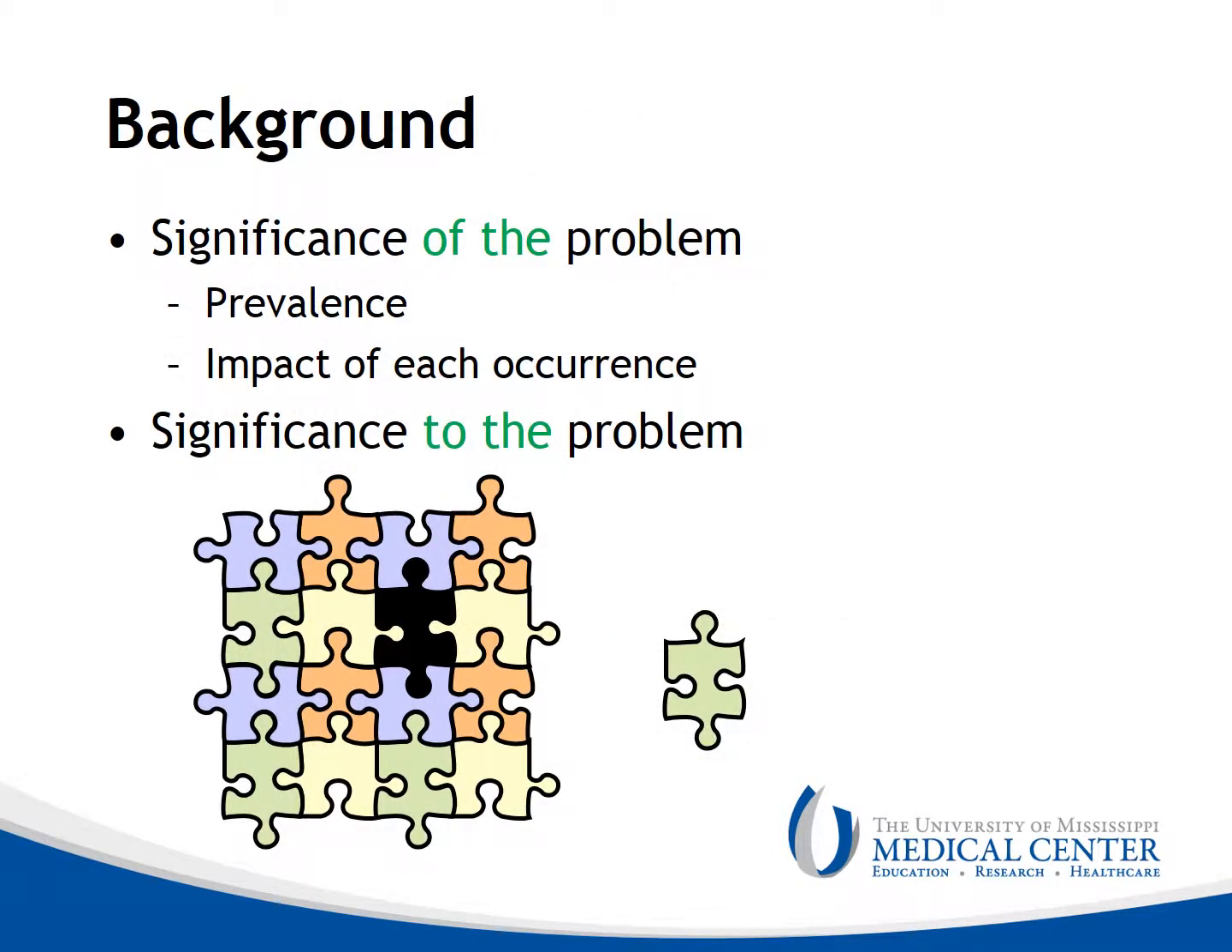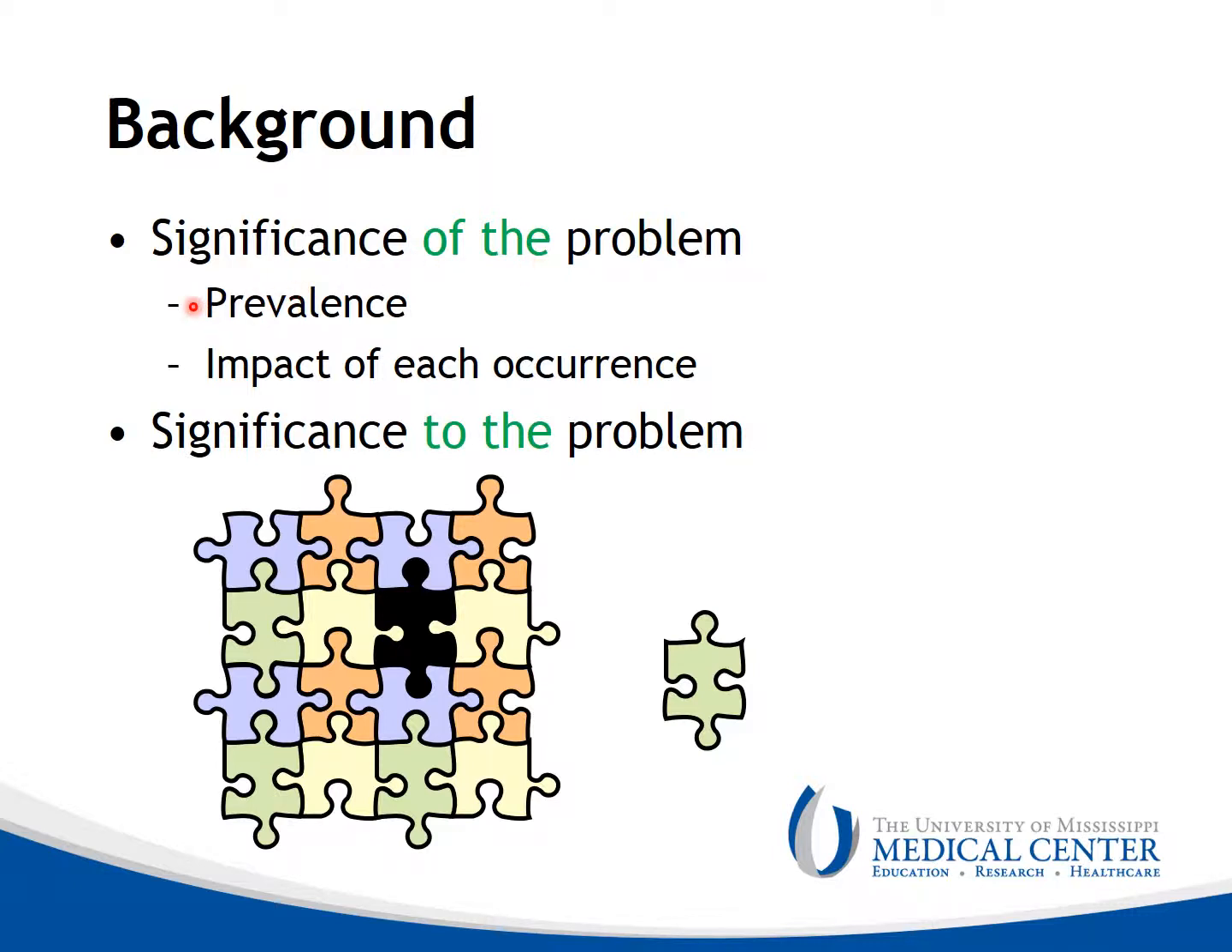Moving on to the background section. You need to use this section to establish the large potential impact that your study could possibly have if successful. And you need to talk about that in terms of the significance of the problem that you're trying to address and the significance of your study to addressing the problem. So what do I mean about the significance of the problem? How could we communicate that to our audience?